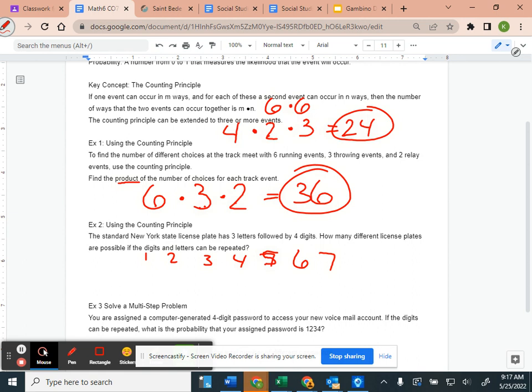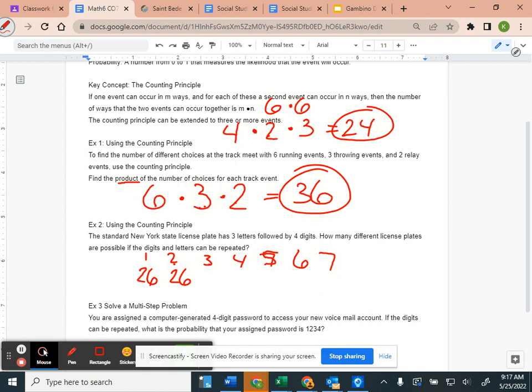There's 7 spots on the license plate. First, it's 3 letters. 1, 2, and 3 are our letters. So how many possibilities, outcomes for our first spot? 26. Because there's 26 letters. So there's 26 possible outcomes for number 1. How many letters are in the alphabet? Oh, yeah. Okay. So number 2 is another letter. How many possible outcomes? 26.